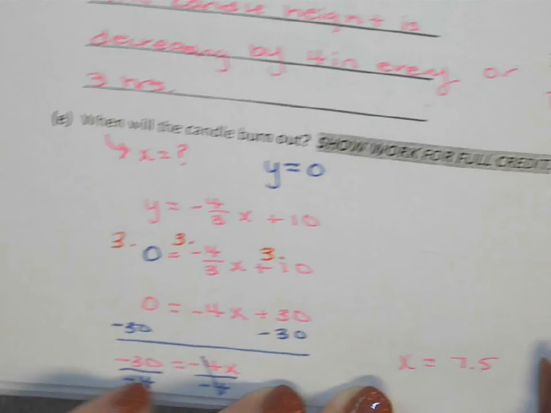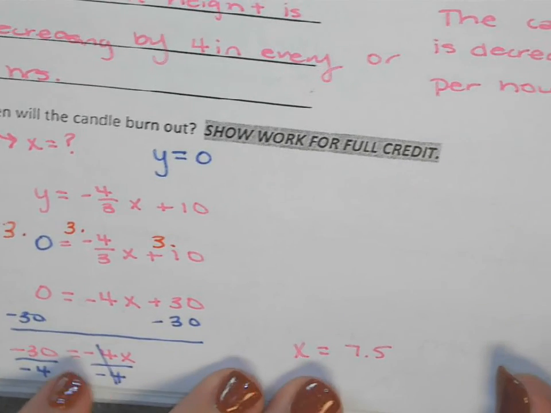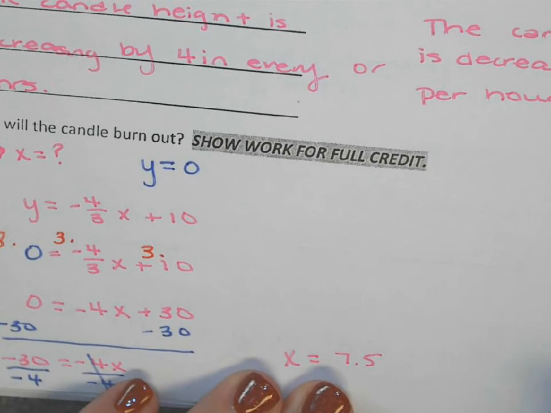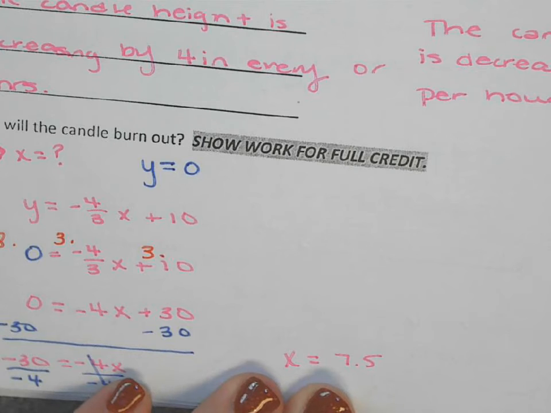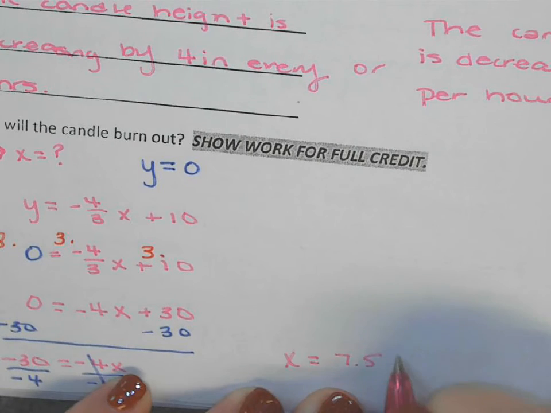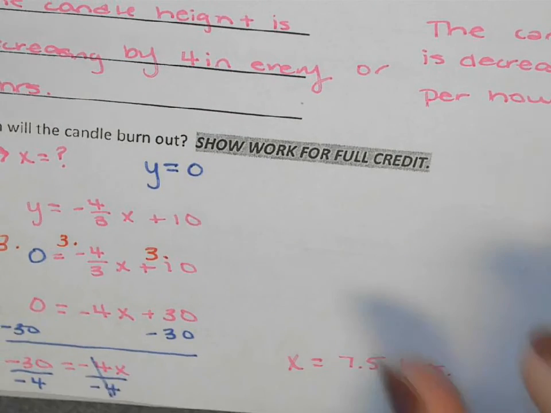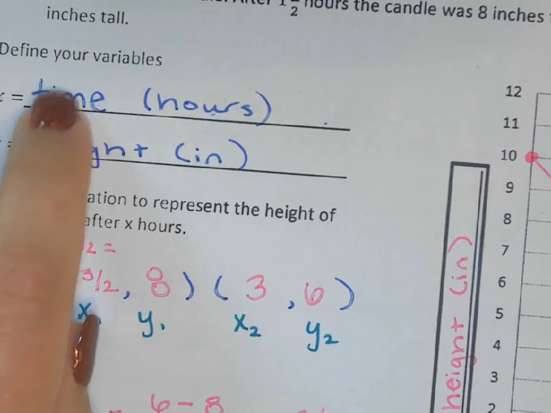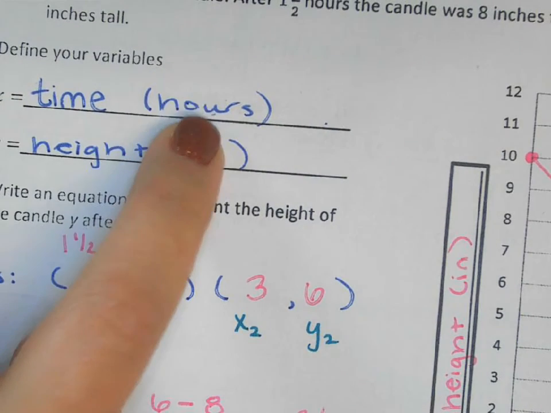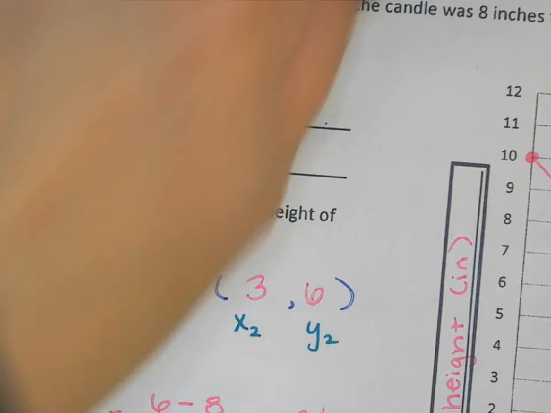How do we measure x though? What's the unit for x? Go back up and look where we defined our variables. X was measured how? Hours. Okay, I'm looking up here where it says define your variables. X was measured in hours. That's my unit I always use for x.